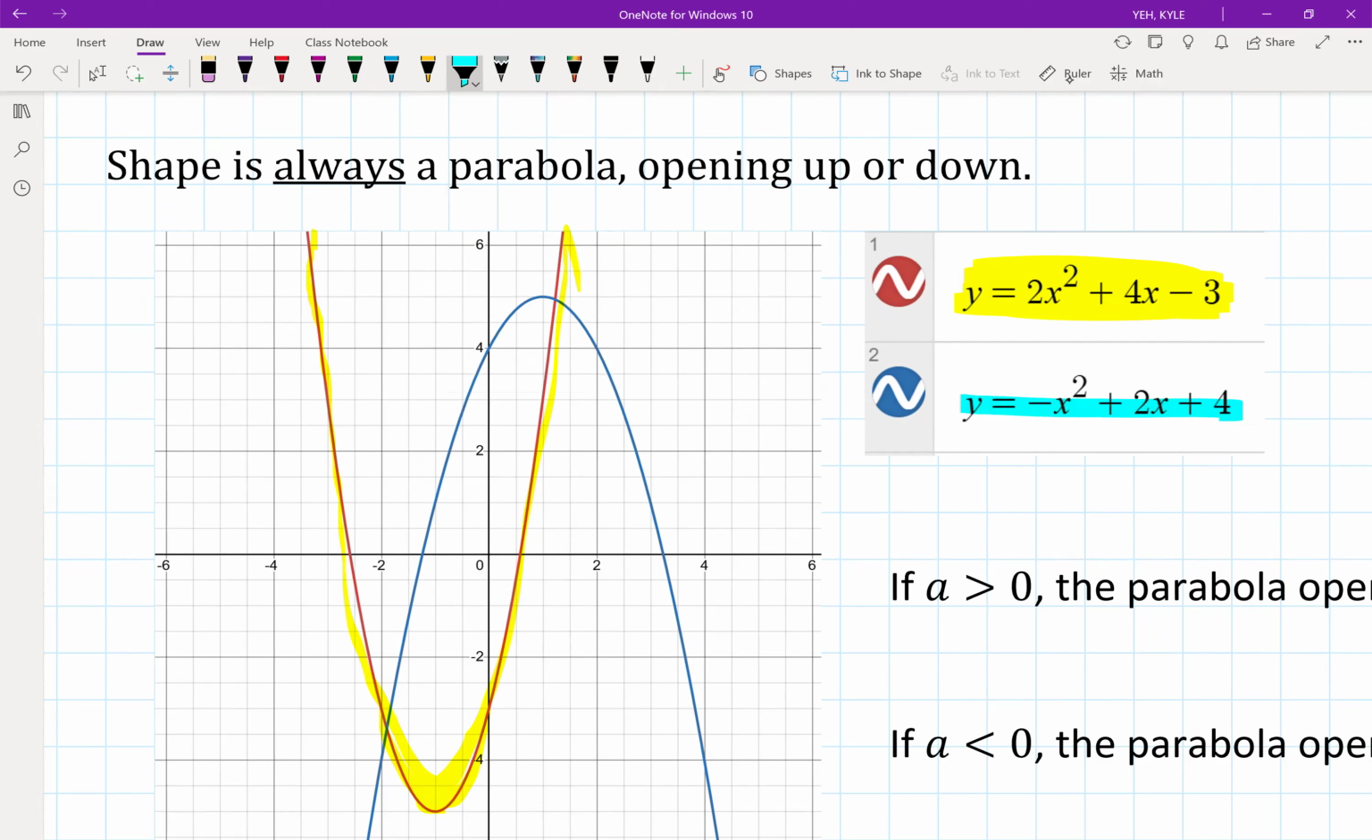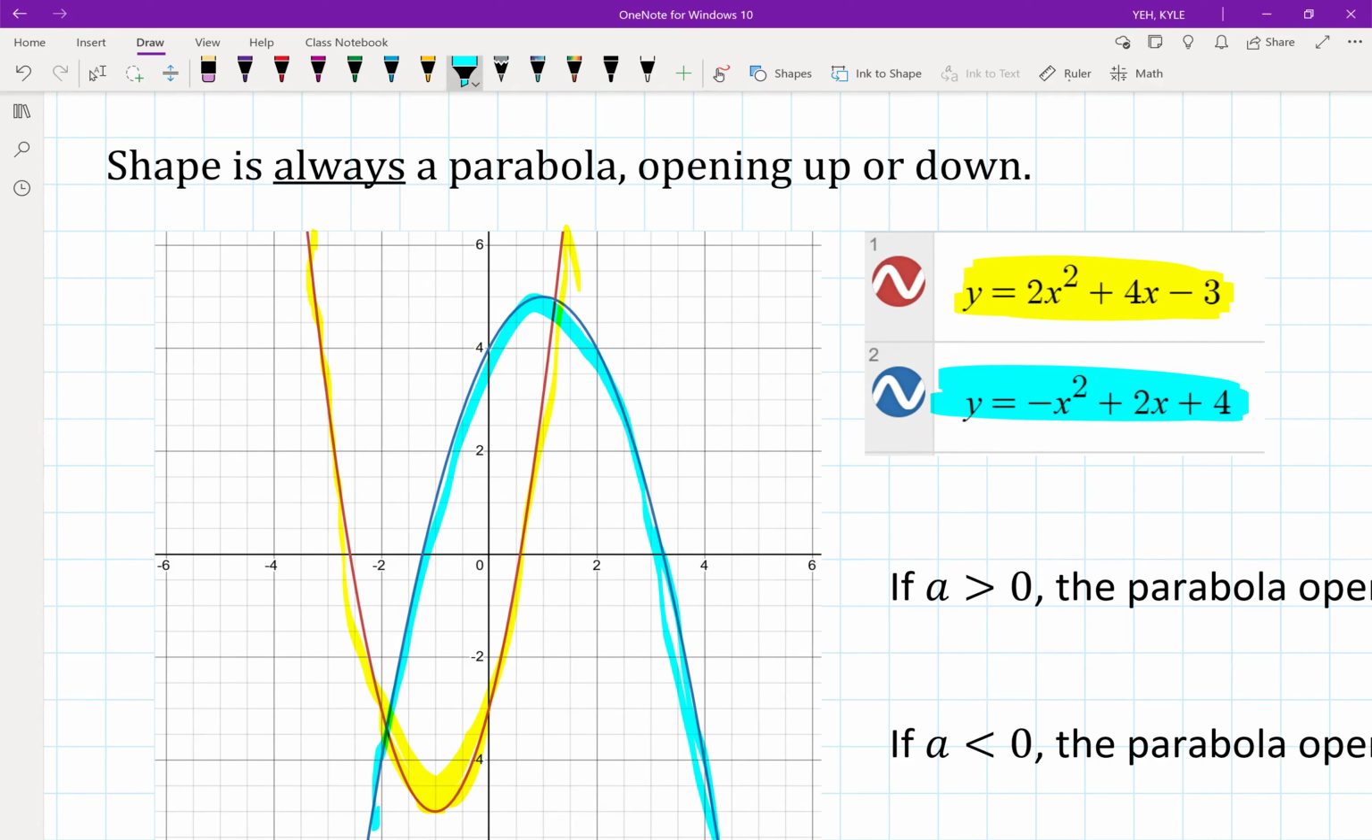Change color really quickly. Y equals negative x squared plus 2x plus 4. That is the blue graph that I am also highlighting in a lighter blue. These are two examples of parabolas, kind of like arches or upside down arches. And these two parabolas, one of them opens up. The yellow one opens up and the blue one opens down.